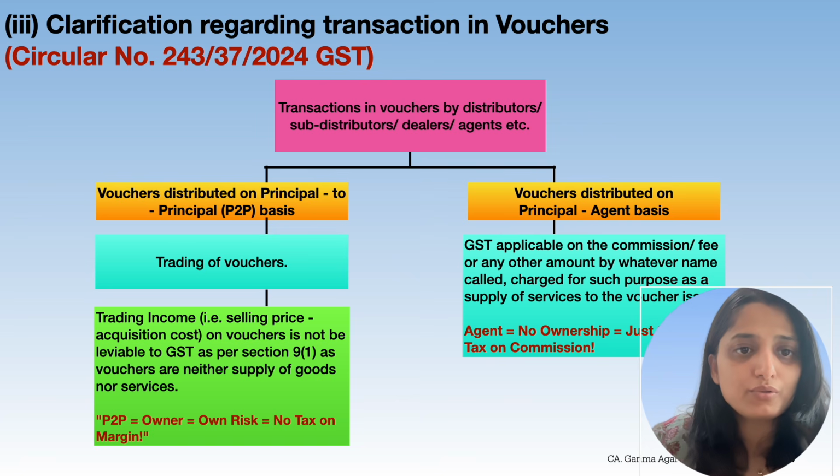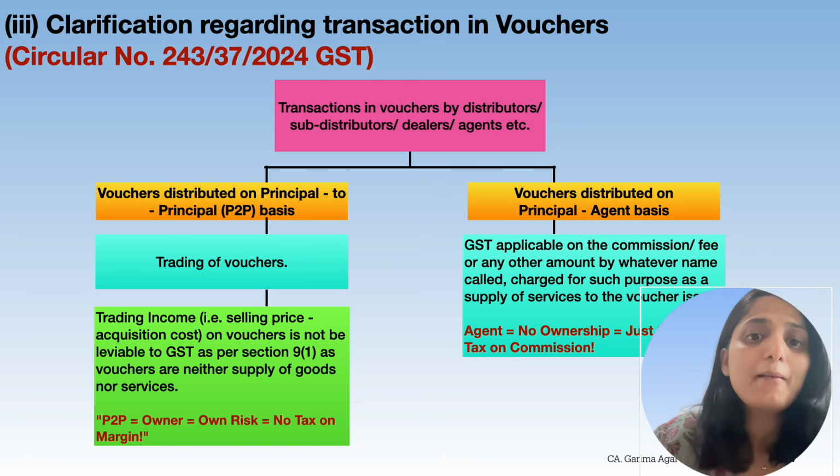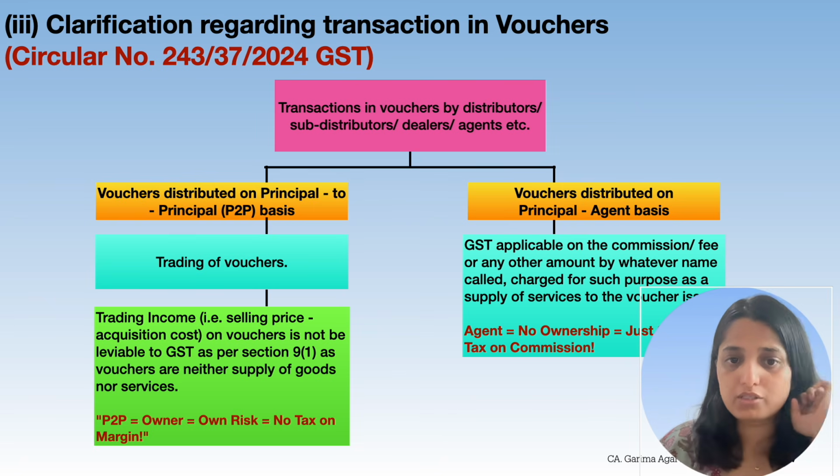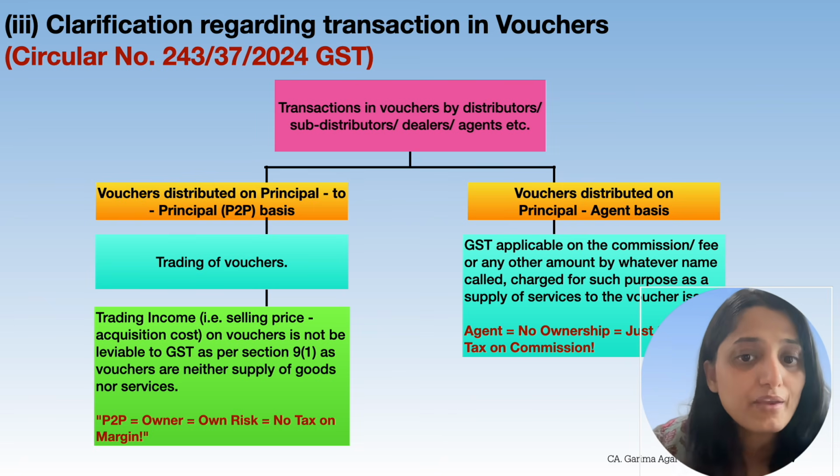The circular has also clarified the GST treatment on transactions and vouchers by distributors, sub-distributors, dealers and agents. So there are different treatments in these cases as well. Let's discuss it one by one. There can be two ways in which the vouchers can usually be distributed: on a principal to principal basis, that is P2P basis, or on a principal to agent basis, that is P2A basis.